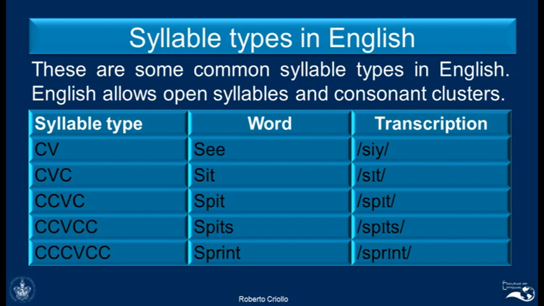Then we have a pattern of two clusters with a vowel in the middle, such as the word spits. And finally, there is another pattern in which we have a cluster with three consonants, one vowel, and two consonants at the end, as in the word sprint.